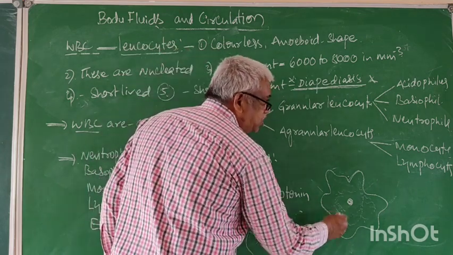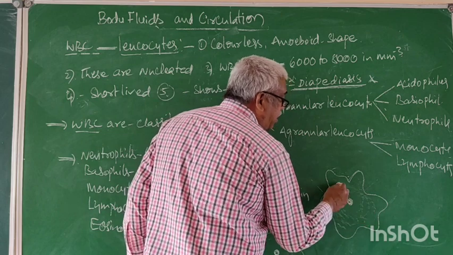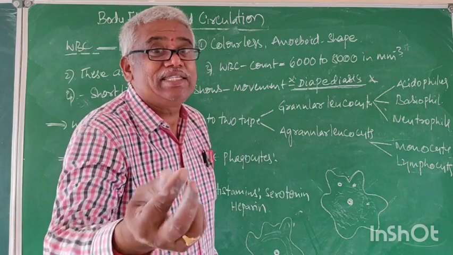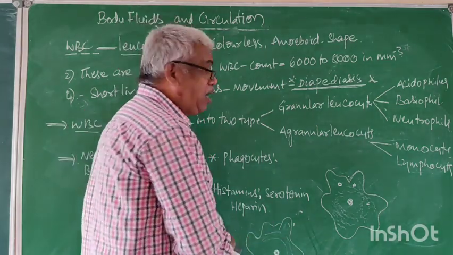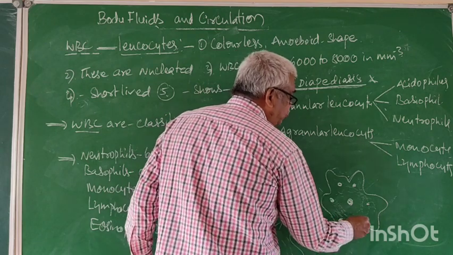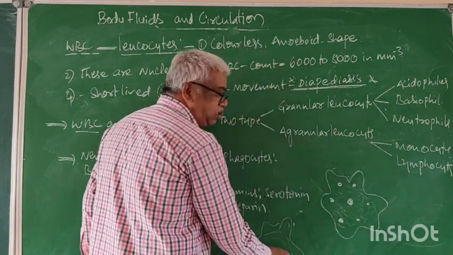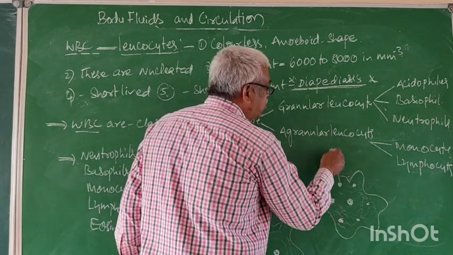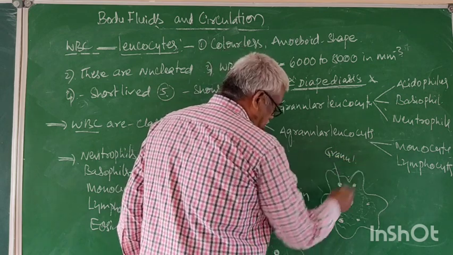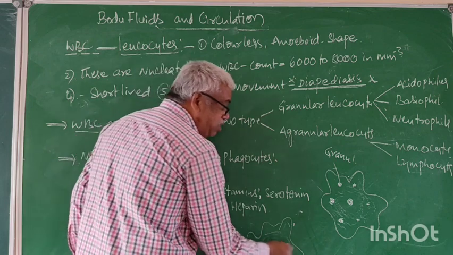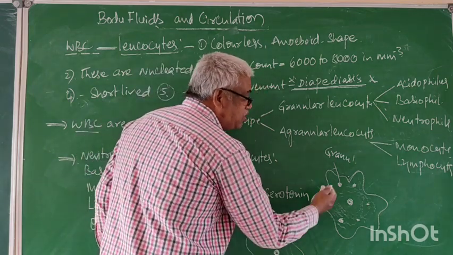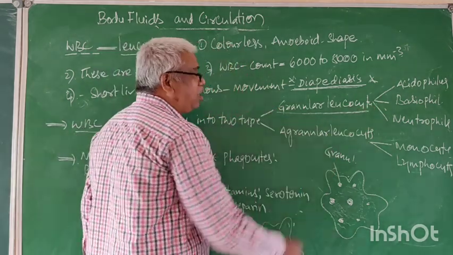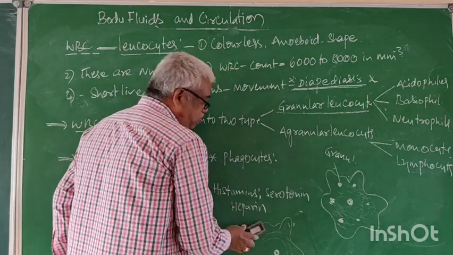But some WBC have granules in their cytoplasm. Sand granules are in the cytoplasm. Now cytoplasm is common, nucleus is common, but this is WBC with granules. This is without granules. Based on the presence and absence of granules, this is a granular leukocyte and this is an agranular leukocyte. Right?